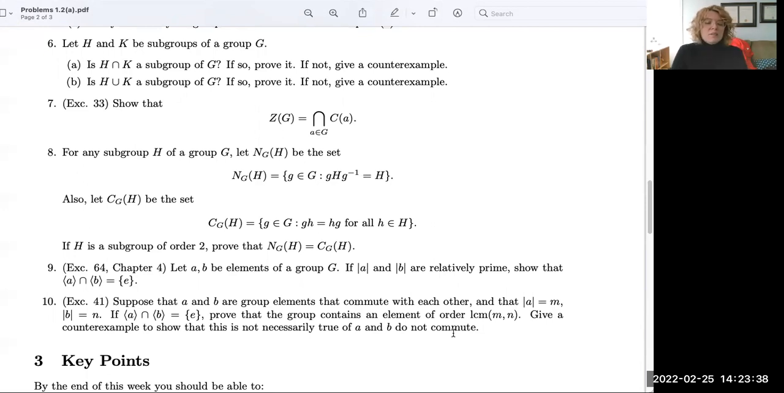And then for the counterexample, explicitly show a group where you have A and B not commuting, and then maybe show that you do not have an element of order LCM of M and N in the entire group. Okay, that counterexample, again, should be a little bit more approachable now that you have more examples at your fingertips. You can also use Group Explorer to try to help generate those.